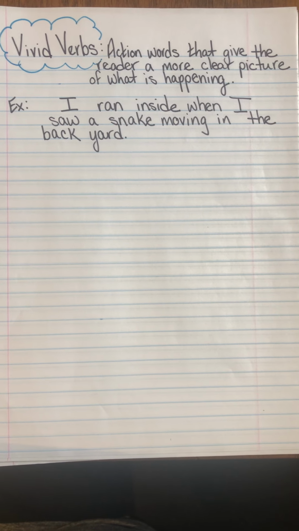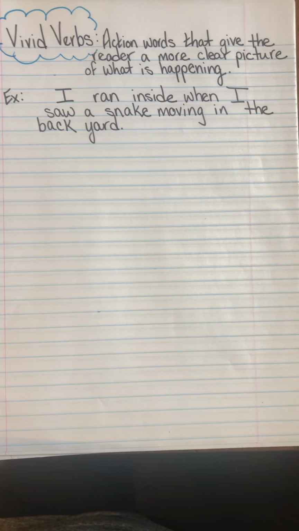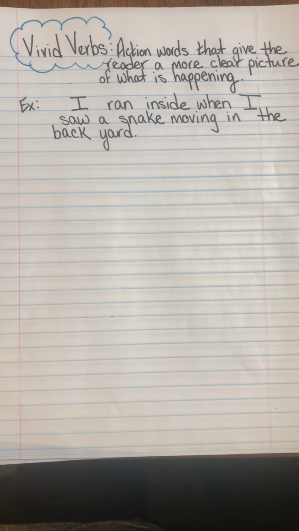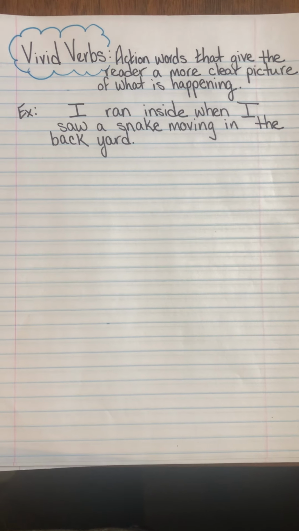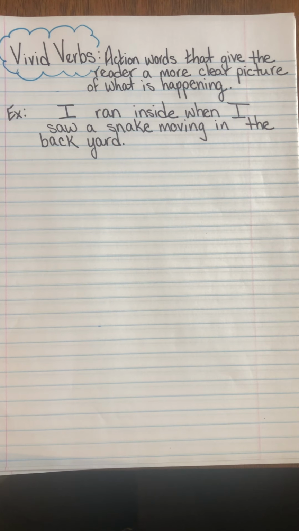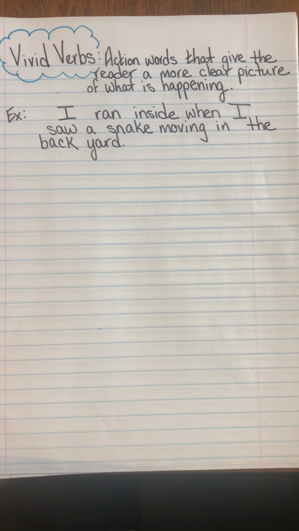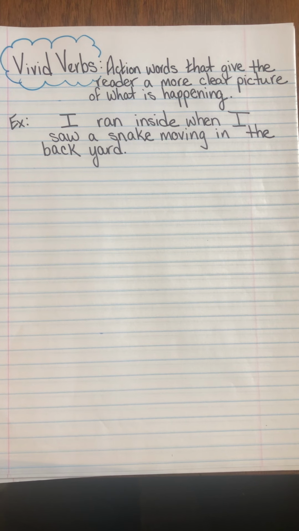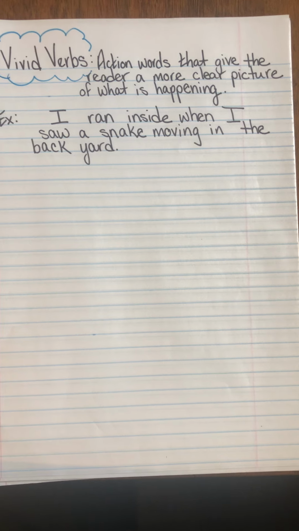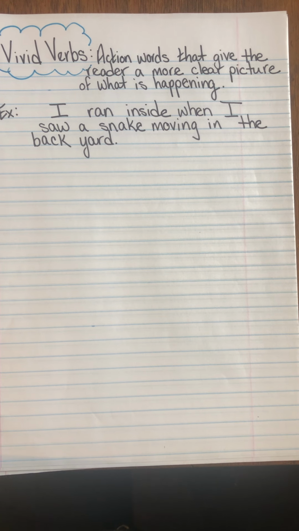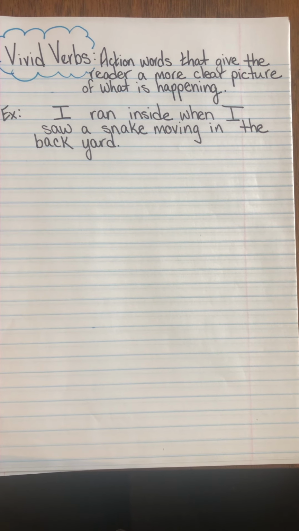Hi everyone. For today, we're going to be working on a journal entry that focuses on explaining one thing that we are thankful for today. And we are going to try out putting a craft into our writing. One of the crafts that we have been working on and we know a lot about are vivid verbs. They are action words that give the reader a more clear picture of what is happening.